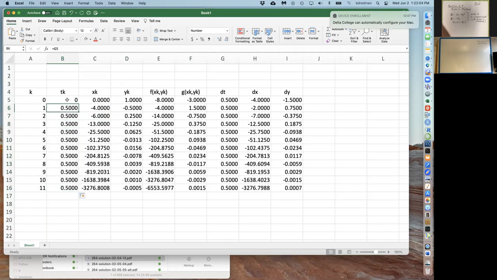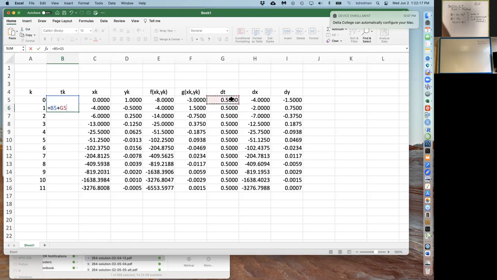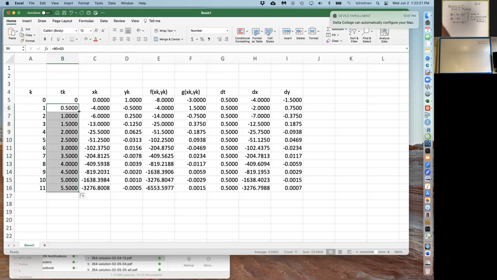it doesn't feel good. I misdid that formula. Undo. I'm going to make this cell equal to this element plus this element. Okay, now I can fill down. There we go, 5.5 seconds. So at 5.5 seconds, this solution is basically out the door, leftwise.